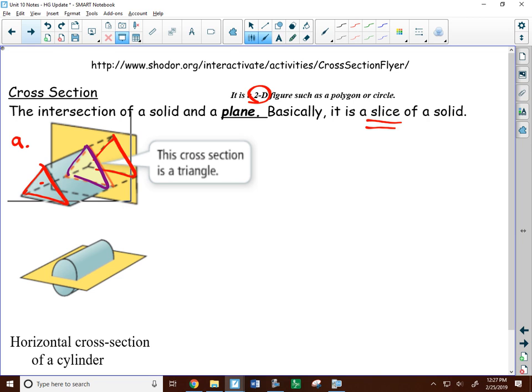So why don't you try B? Try B and C here. That's actually one of the practice questions. But yeah, you're fine. If you slice this vertically, I can't show you, but it would be a triangle.